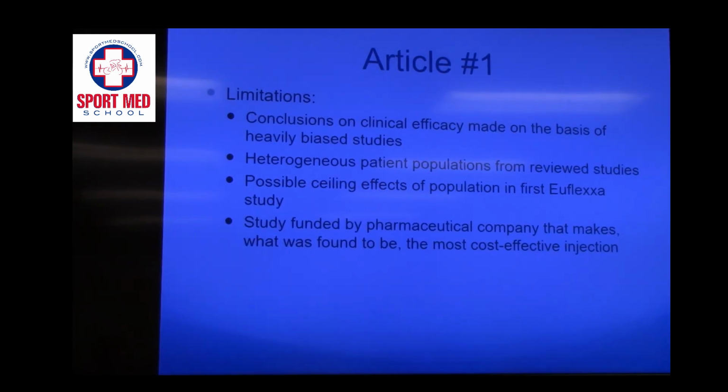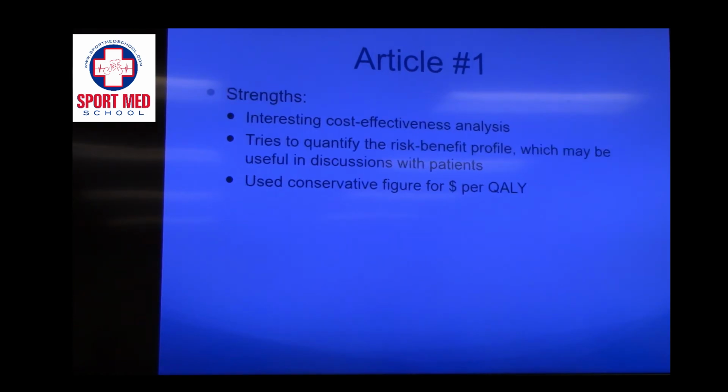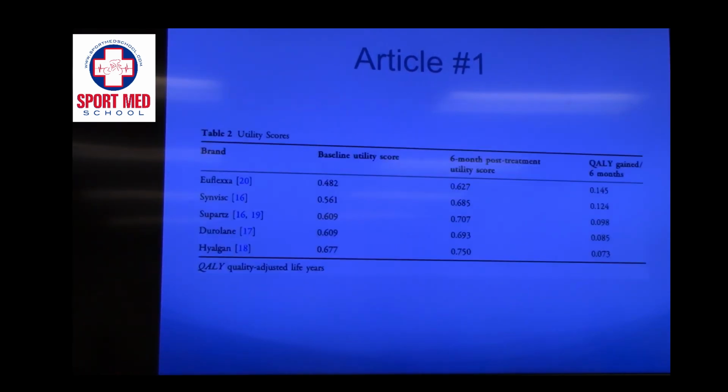The limitations: they made conclusions on clinical efficacy on the basis of some heavily biased trials. So all those RCTs that they included, 4 of the 5, like Alex said, were industry funded. I thought the patient populations weren't necessarily the same, and I thought that was important in their outcomes because if you look at this one here, the Euflexa group had a lower baseline utility score. So the ceiling to make a better improvement is higher for that group because they started at a lower point. So I thought that was one of the factors that maybe contributed to this higher number here of quality adjusted life years gained.